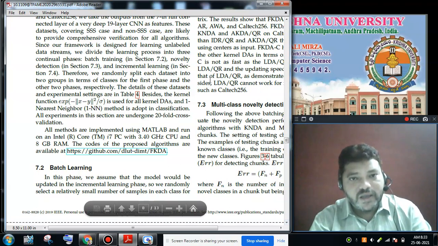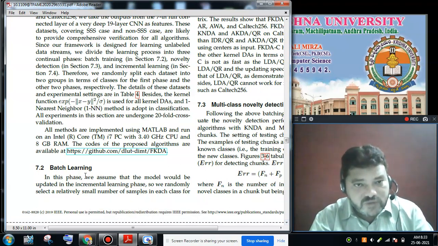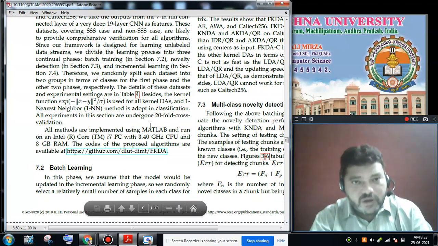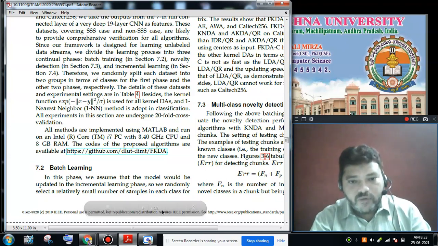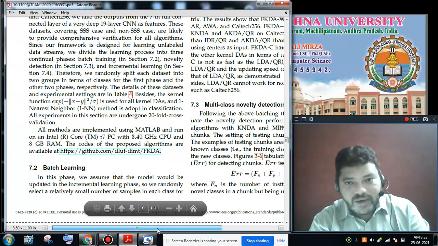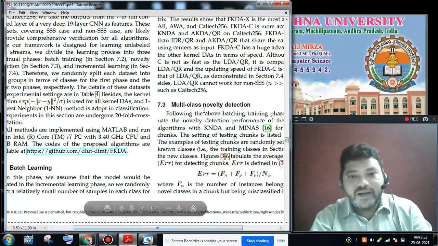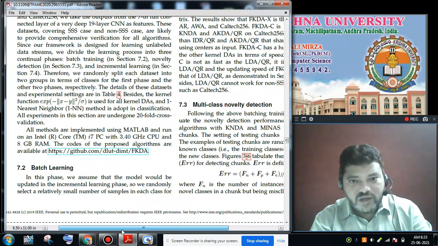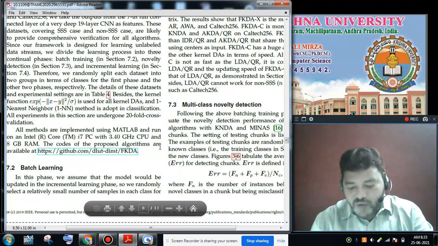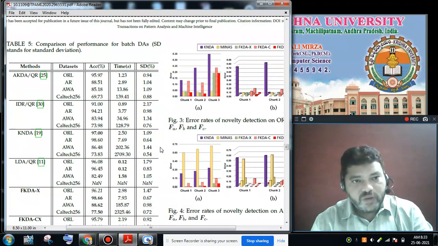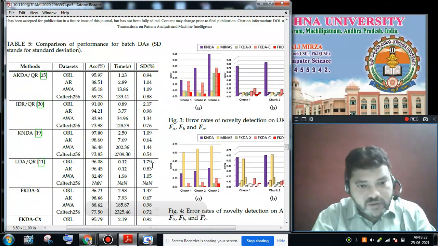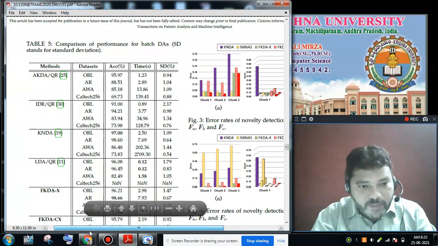One is they made batch learning. This is the first one. Okay, after that they tried one more learning called incremental learning and multi-class novelty detection. Yes, here now. So the first one, batch learning, is done, and multi-class novelty detection is done. Okay, so these are the models which they used for comparison.